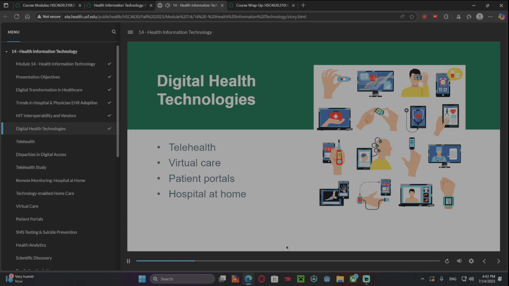On these next few slides, I want to share with you some digital health technologies, such as telehealth, virtual care, patient portals, and hospital-at-home technologies.